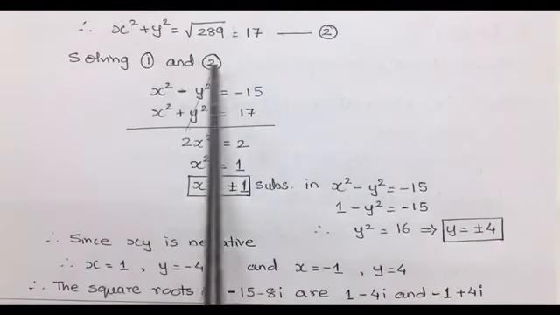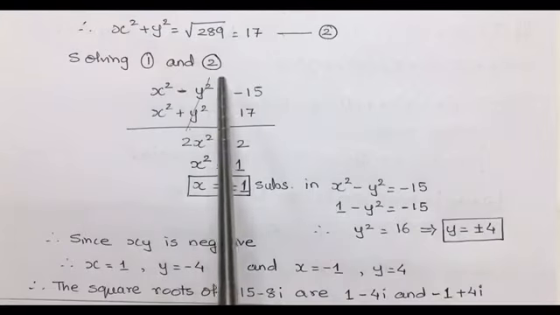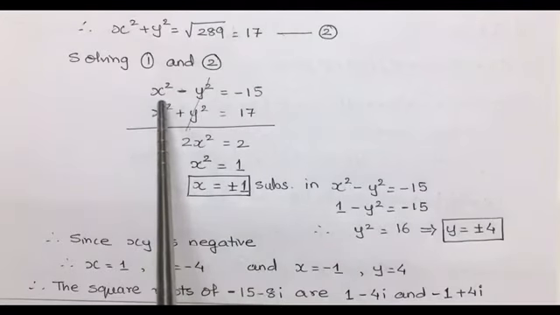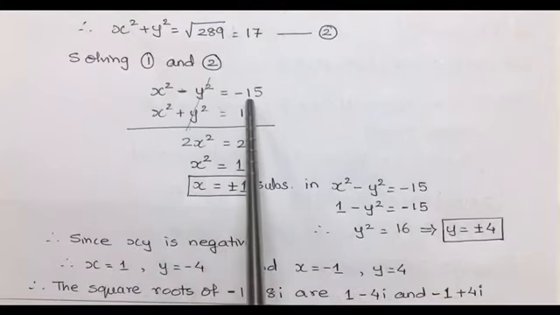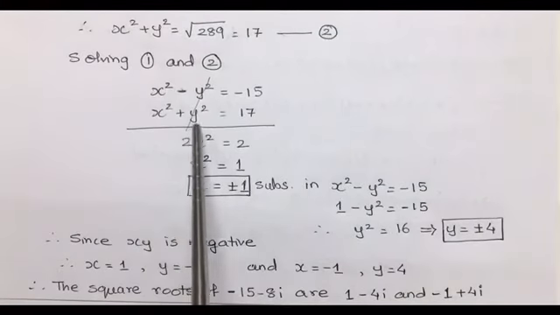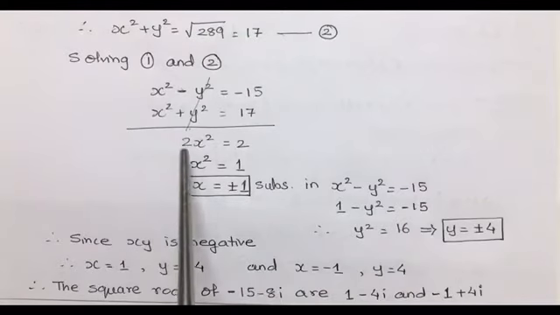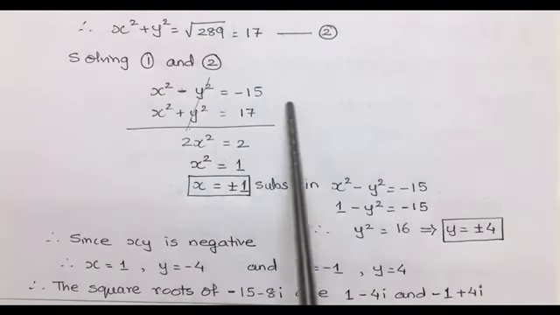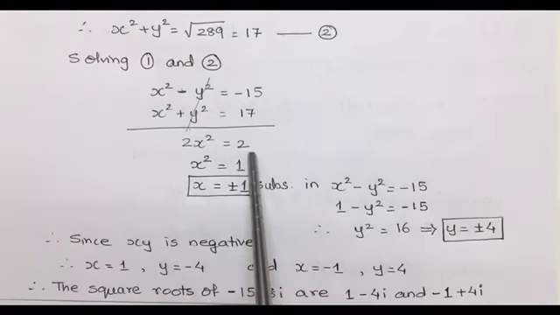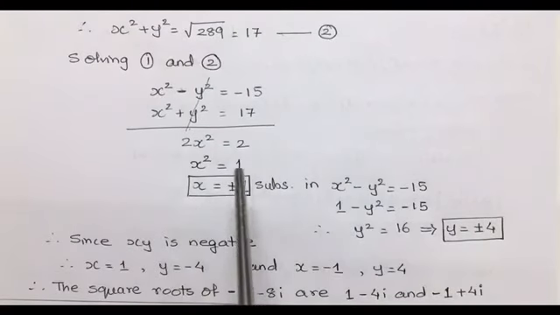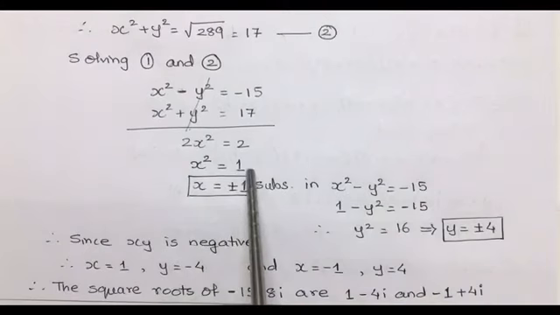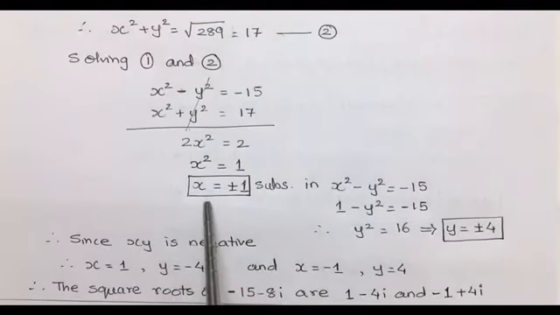Now solving equations 1 and 2. That means we take x square minus y square equal to minus 15 and x square plus y square equal to 17. Operating both, minus y square plus y square gets cancelled. x square plus x square makes it 2x square. 17 minus 15 is 2. Taking 2 to the other side, we get x square equal to 1, and then we get x equal to plus or minus 1.